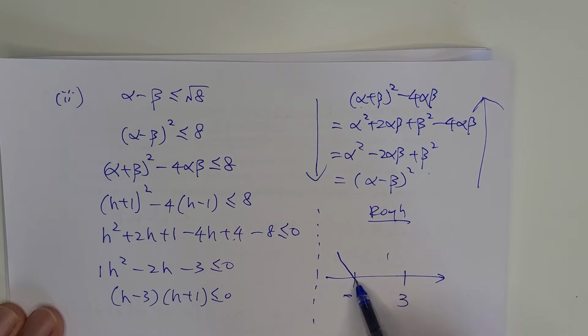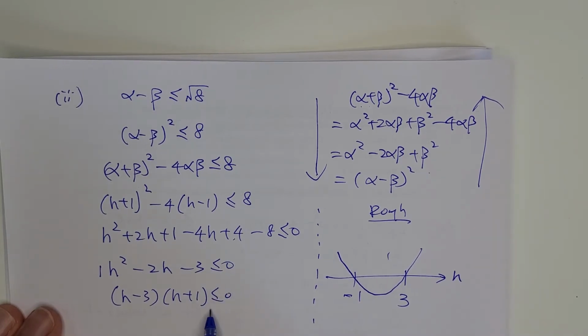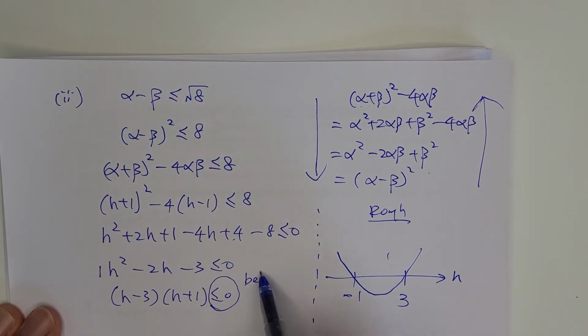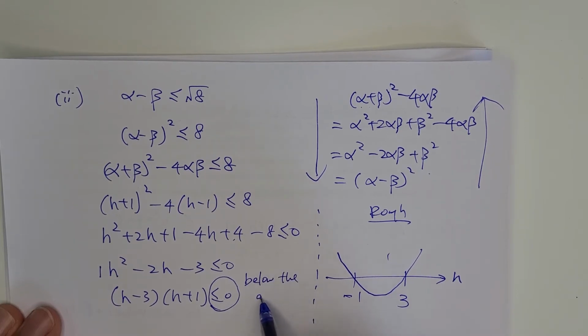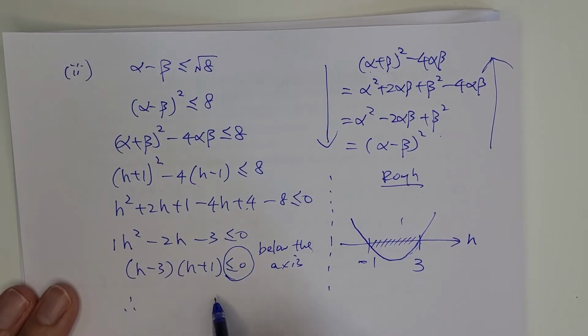So you need to draw the quadratic curve like this, with variable h. Now you want the value to be less than 0. That means below the horizontal axis. So it should be something in between -1 to 3, here. So your final answer should be written in this way. h lies between -1 to 3.